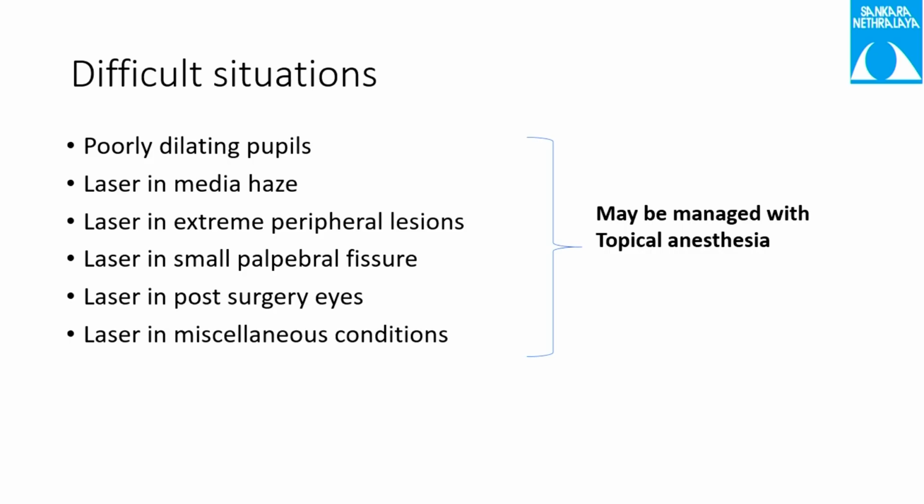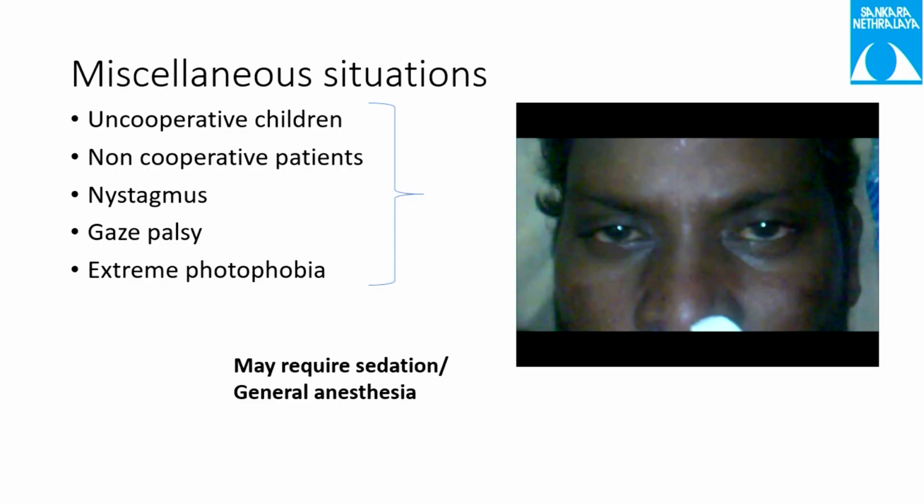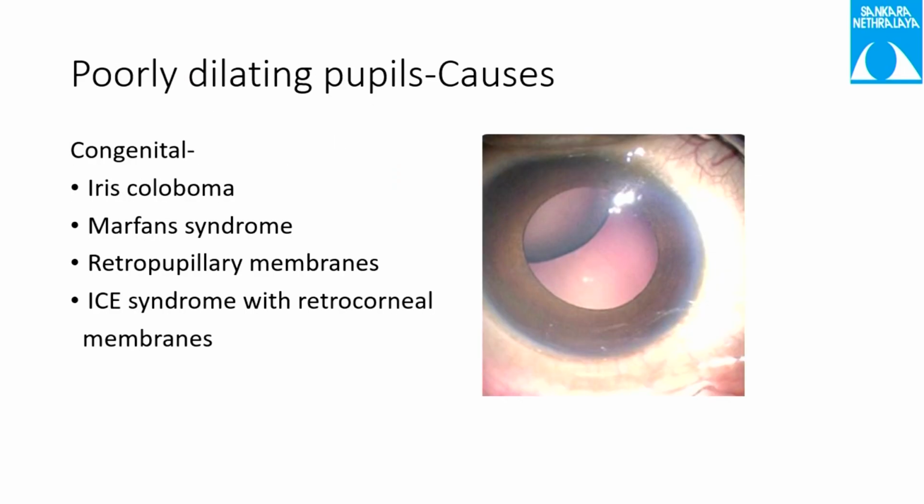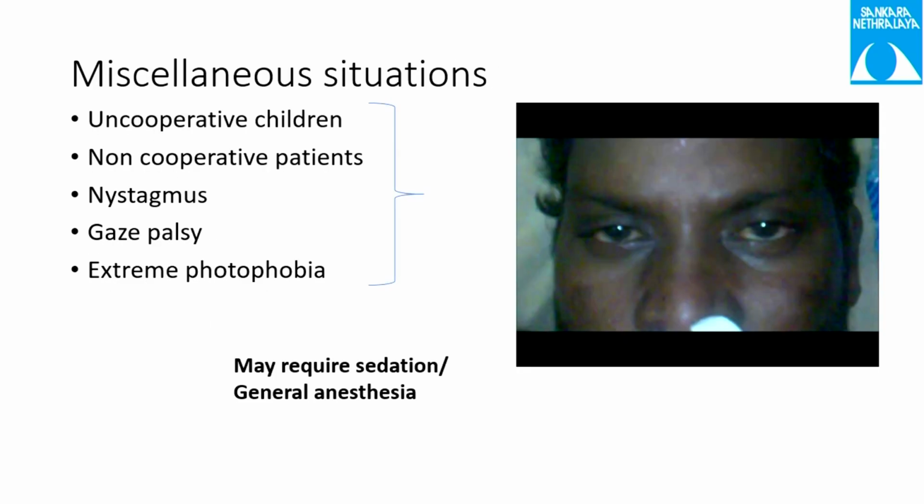These are the most commonly encountered difficult situations that we routinely come across in our OPD. The most common thing is the poorly dilating pupil, especially with media haze, extreme peripheral lesions where our laser burns could not reach, and small palpebral fissures and other miscellaneous conditions. Most of the conditions mentioned here may be managed with topical anesthesia, but in extreme situations, like if the patient is uncooperative, the patient is a child, or the patient is having extreme gaze palsies, nystagmus, or extremes of photophobia, you can definitely try under topical anesthesia, and if it's not possible, then it's better to go for laser under sedation or general anesthesia.